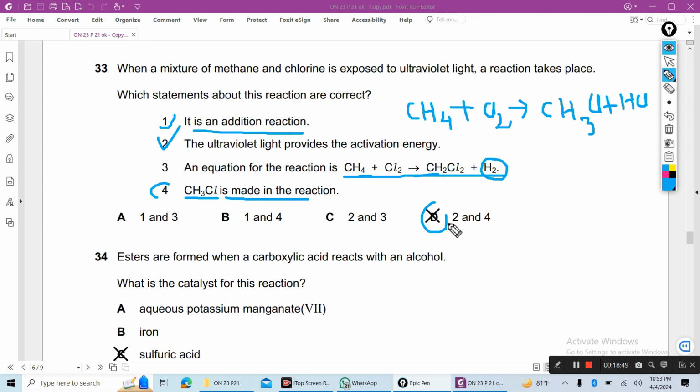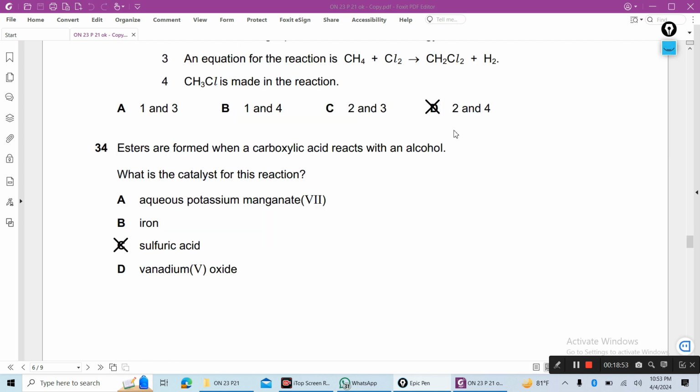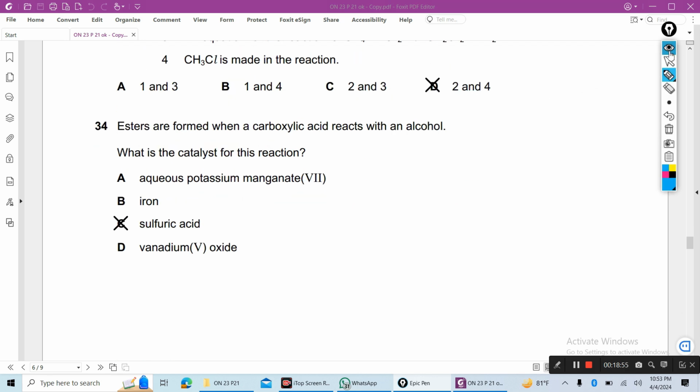Next, 34. Esters are formed when a carboxylic acid reacts with alcohol. You know, carboxylic acid reacts with alcohol in presence of sulfuric acid catalyst to produce ester and water. What is the catalyst for this reaction? You know, sulfuric acid is used here, as the catalyst when carboxylic acid reacts with alcohol to produce ester and water.